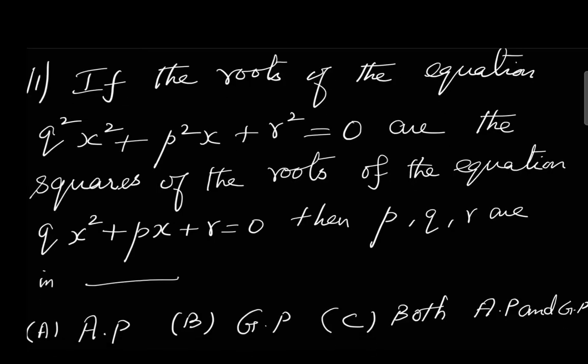See the next question. If the roots of the equation q squared x squared plus p squared x plus r squared equal to 0 are the squares of the roots of the equation qx square plus px plus r equal to 0, then pqr in dash.